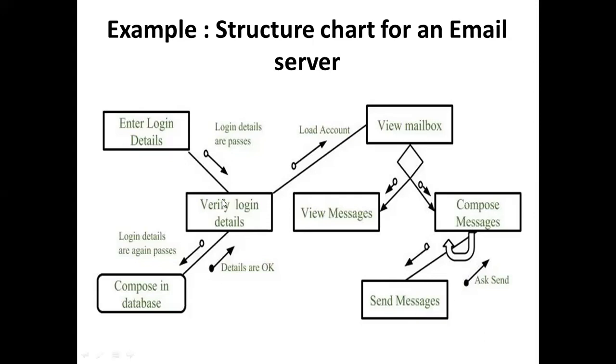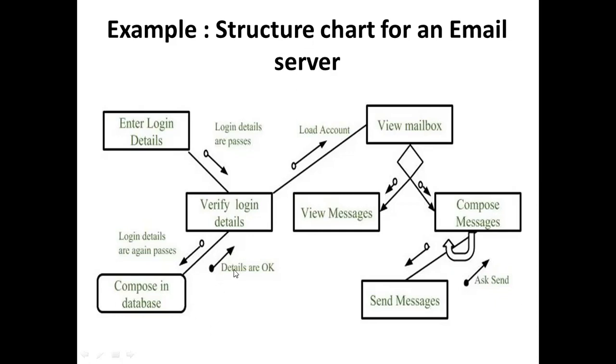Now here again a condition arises: verify login details. If it is okay, then compose in database. So the data will again flow from here. Login details are again passed. So here you can use these symbols for the data flow, and if the details are okay, then this is called the control flow. If details are okay, you can indicate this with the help of the filled circle.